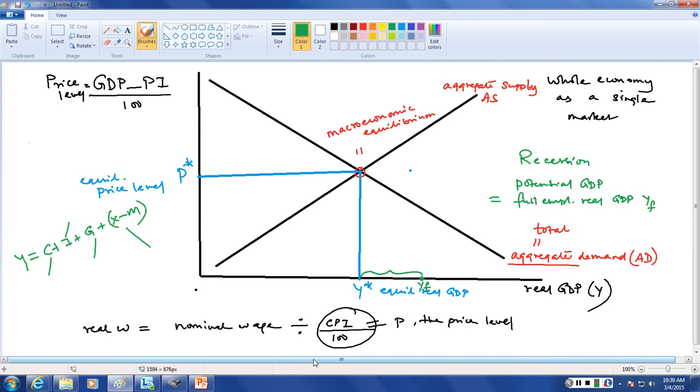Let me ask you the following question. If GDP were YF, what would be the unemployment rate? What would be the unemployment rate at that level of GDP? If GDP equal potential GDP, what would be the unemployment rate? 4%, the natural rate, am I correct? Because we would have full employment, would we not? If GDP equals YF, we have full employment, and so the unemployment rate is going to be equal to the natural rate of approximately 4%.